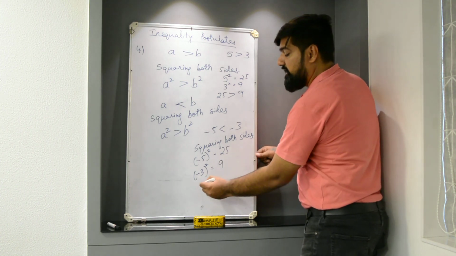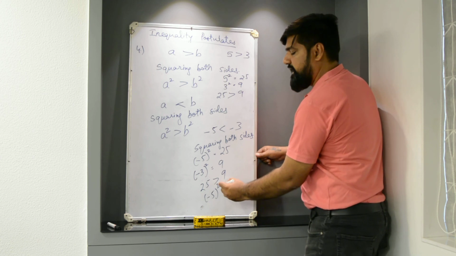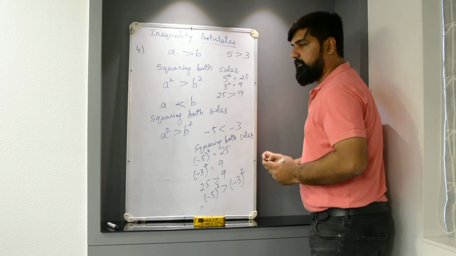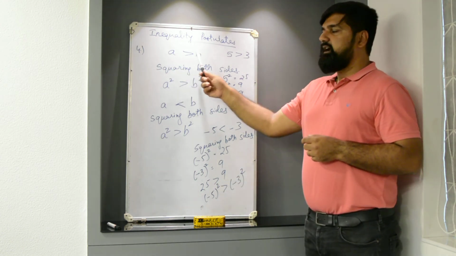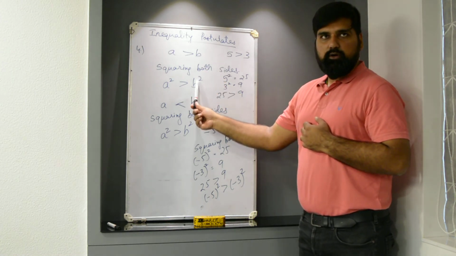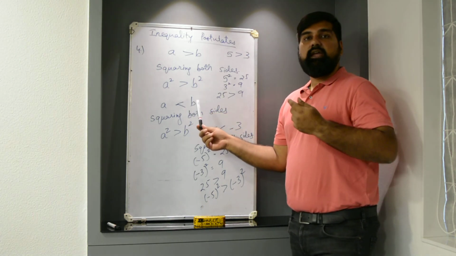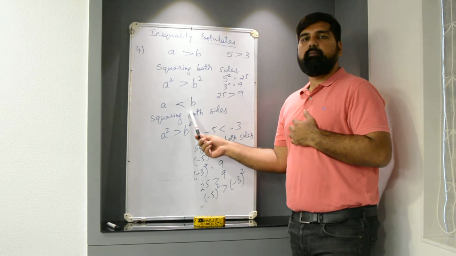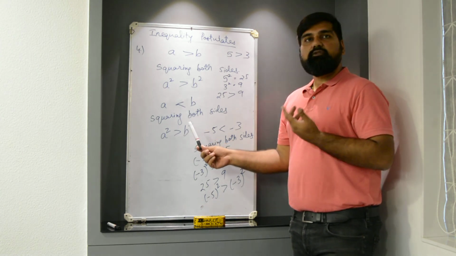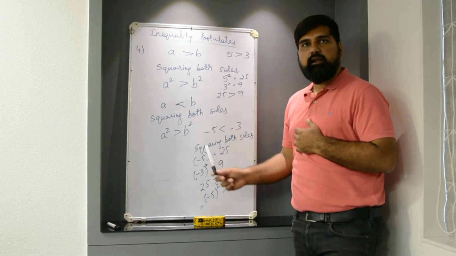So what we see here is that 25 is greater than 9, or I can say minus 5 square is greater than minus 3 square. So if A is greater than B and we square both these sides, then A square will be greater than B square, no doubt about it. But if A is less than B, when A and B both are negative and we square both these sides, the sign of inequality will get changed. Then A square will be greater than B square.